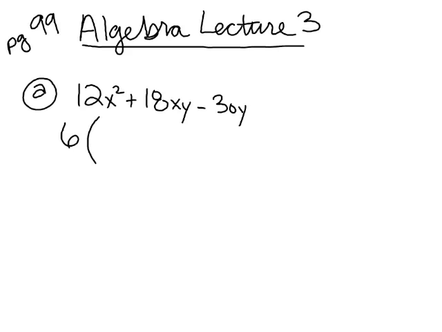So if I pull out a 6, what do I have to multiply 6 by to go back to 12x squared? 2. 2x squared. Right, so I'm distributing in reverse. What do I have to multiply 6 by to get back to 18xy? 3xy. Plus a 3xy. Okay.